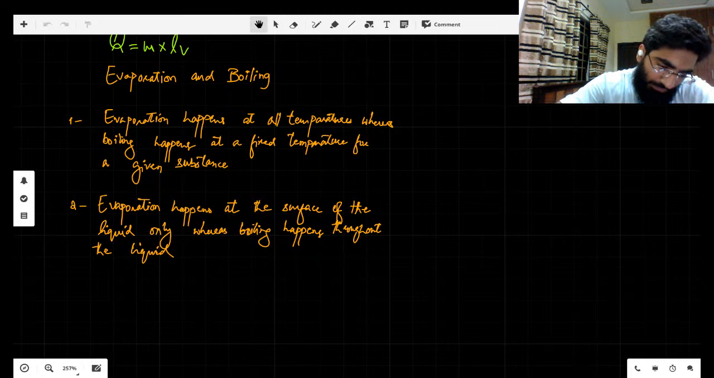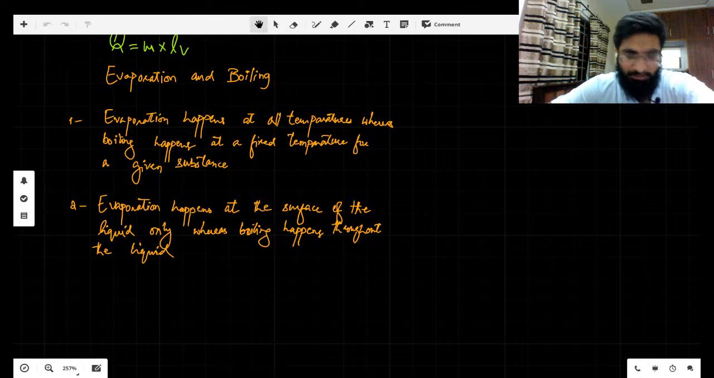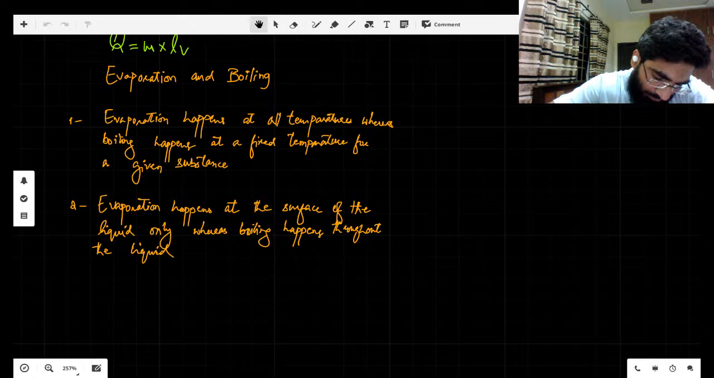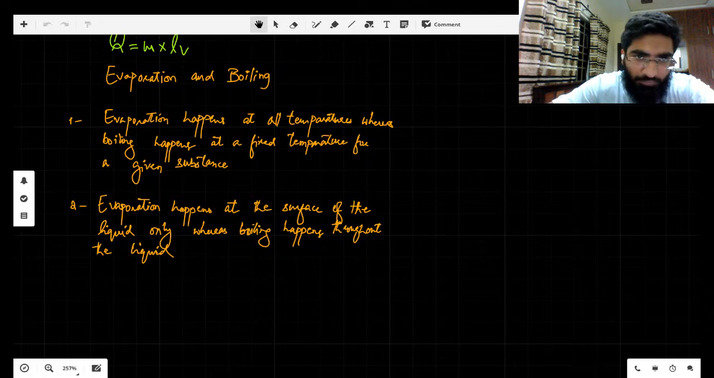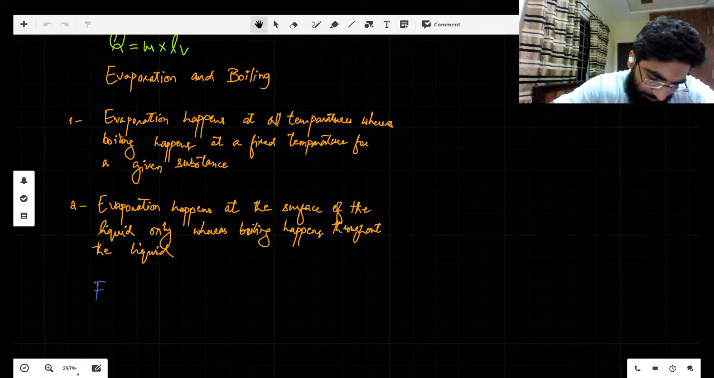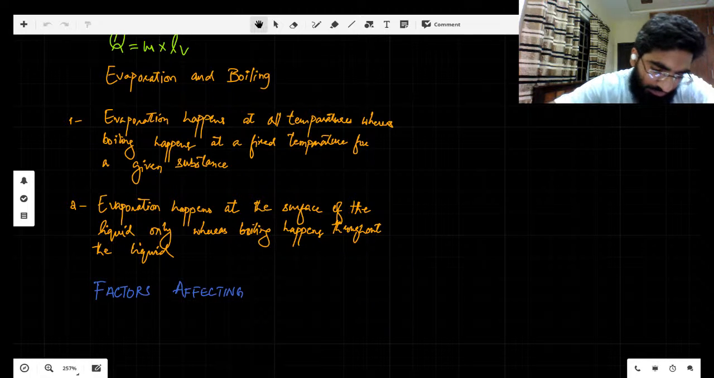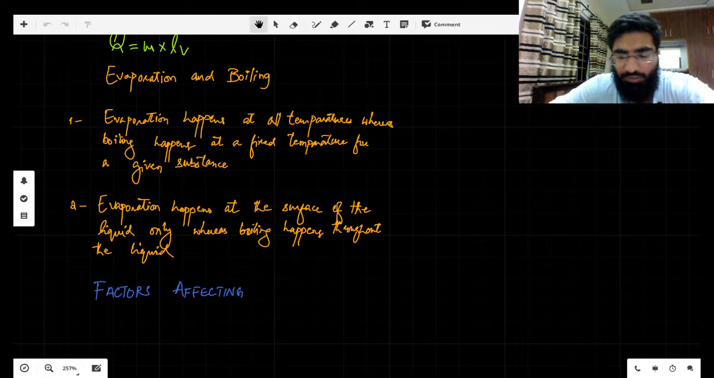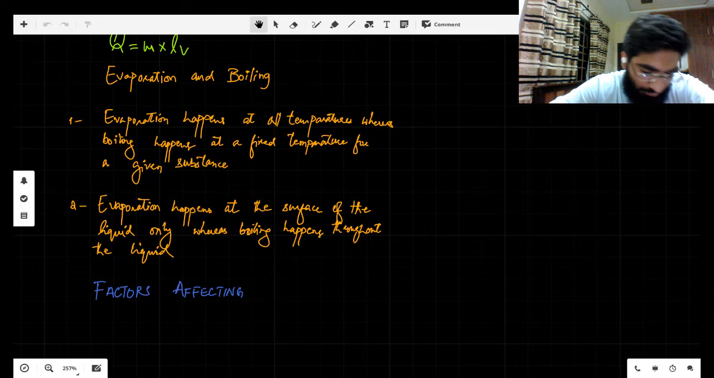Okay. The next thing that we have: what factors would affect evaporation? So if I cause changes in these factors, evaporation would increase or decrease. So what do you think these are? Factors affecting evaporation. What changes can I make so that evaporation happens more rapidly or less rapidly?